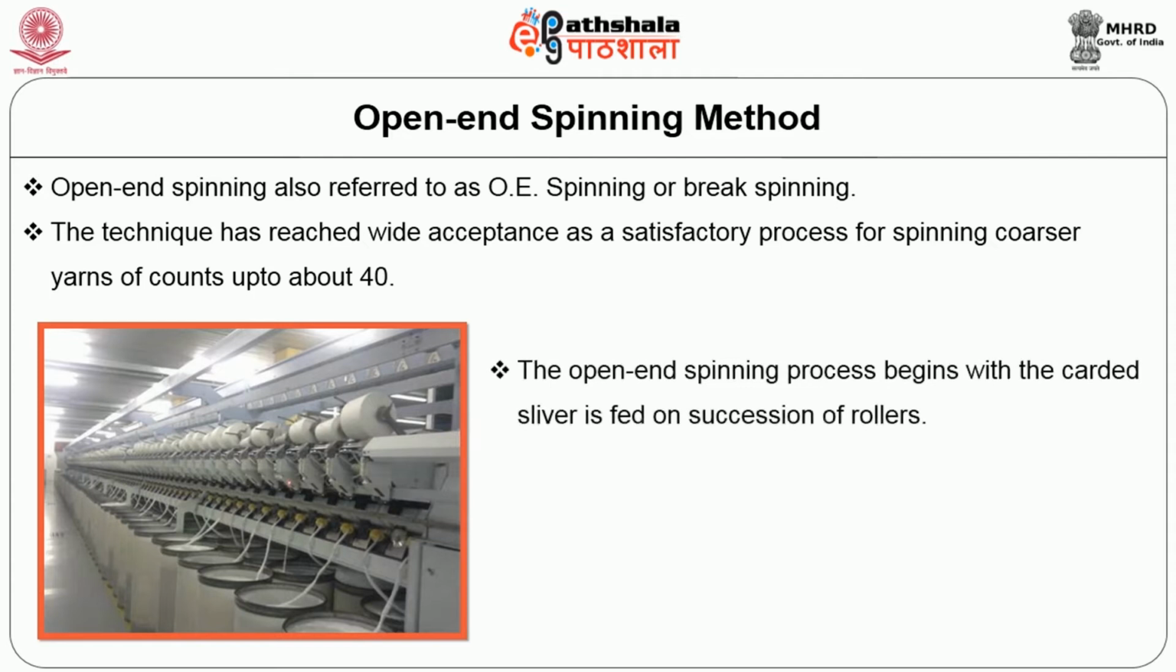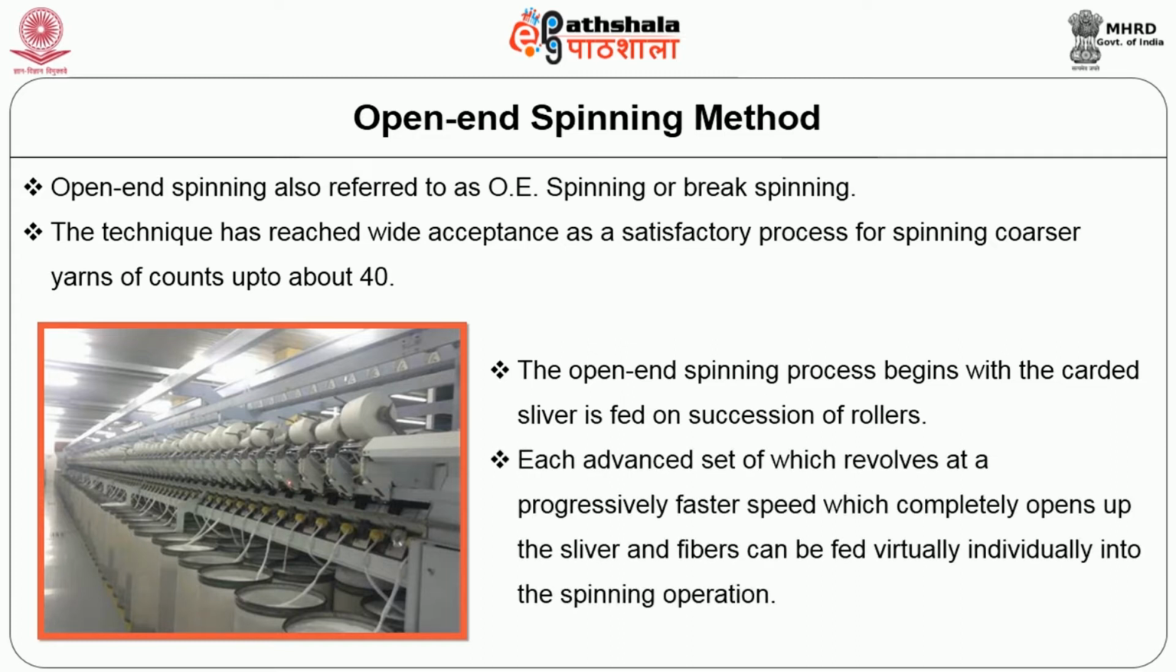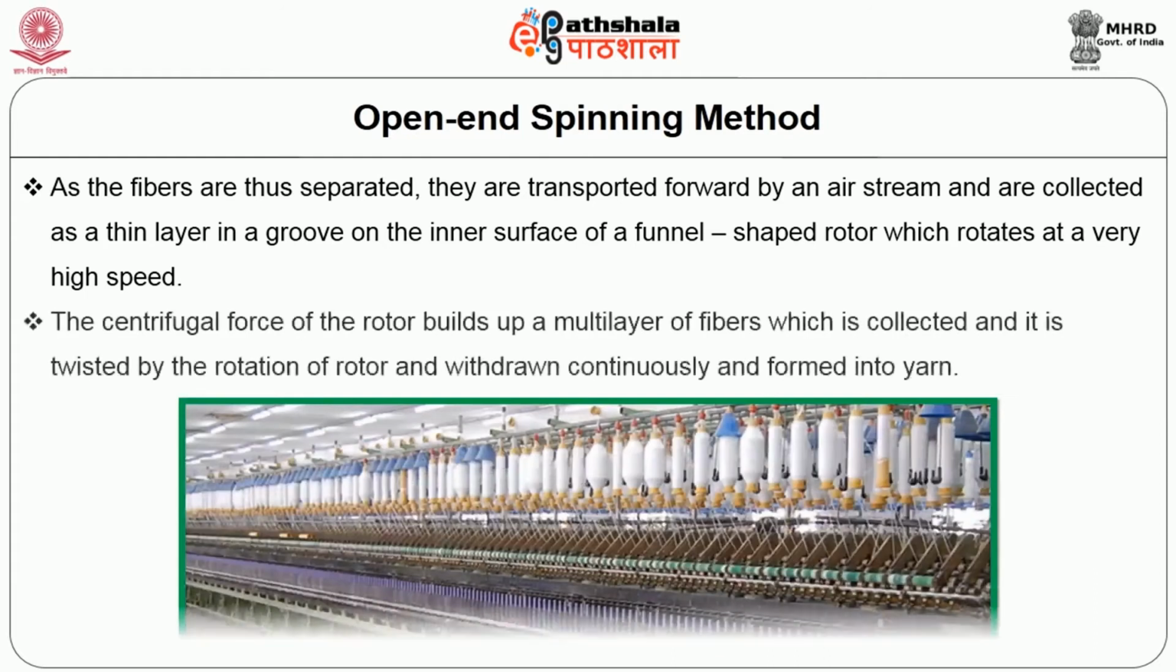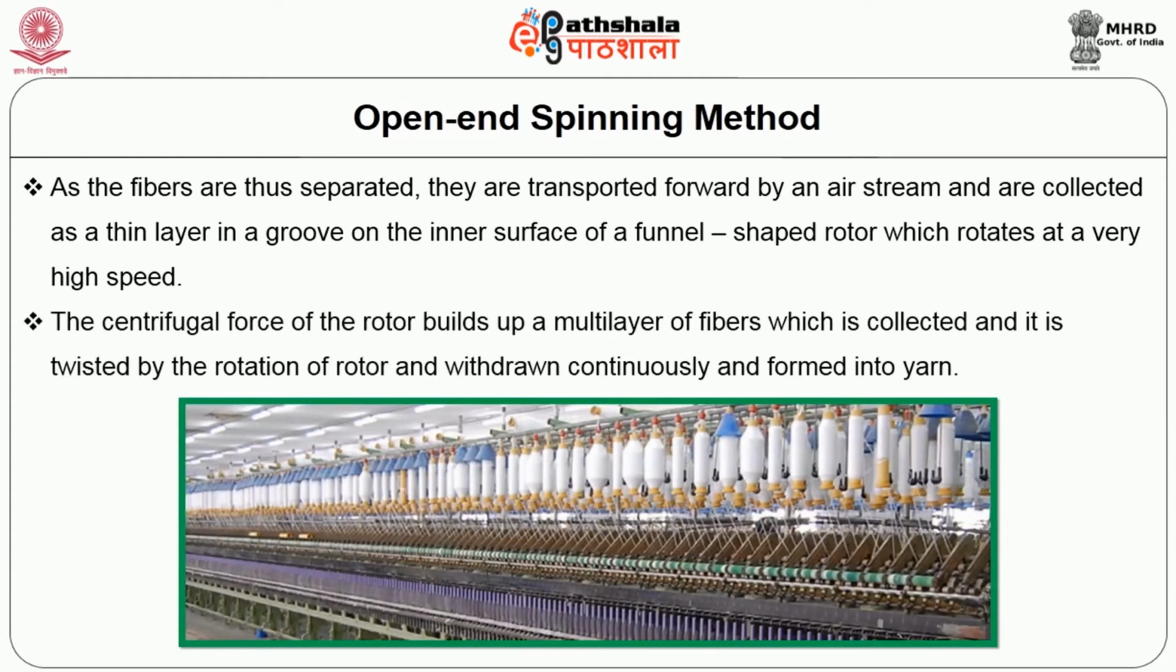The open-end spinning process begins with the carded sliver, which is fed on a succession of rollers, each advanced set of which revolves at a progressively faster speed, which completely opens up the sliver, and fibers can be fed virtually individually into the spinning operation. As the fibers are thus separated, they are transported forward by an air stream and are collected as a thin layer in a groove on the inner surface of a funnel shaped rotor, which rotates at a very high speed. The centrifugal force of the rotor builds up a multi-layer of fibers which is collected and twisted by rotation of the rotor, and withdrawn continuously and formed into yarn.